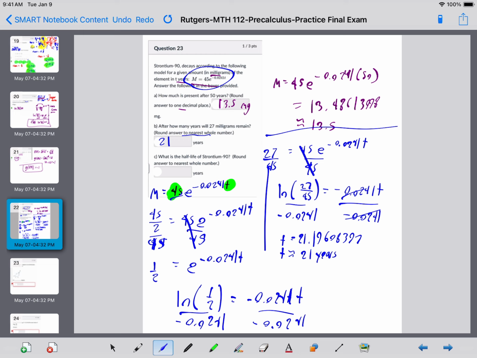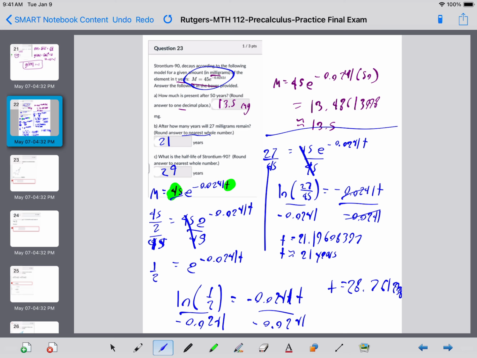So I'm going to do ln of 1/2 divided by negative 0.0241. T is approximately 28.7612938. So that is, to the nearest whole number, 29 years, the half-life. That was a much easier way of doing it.